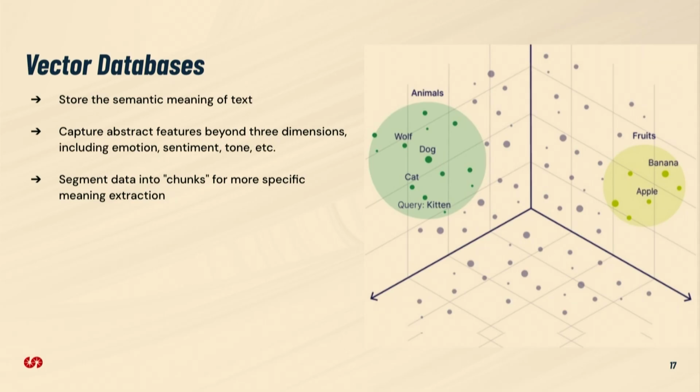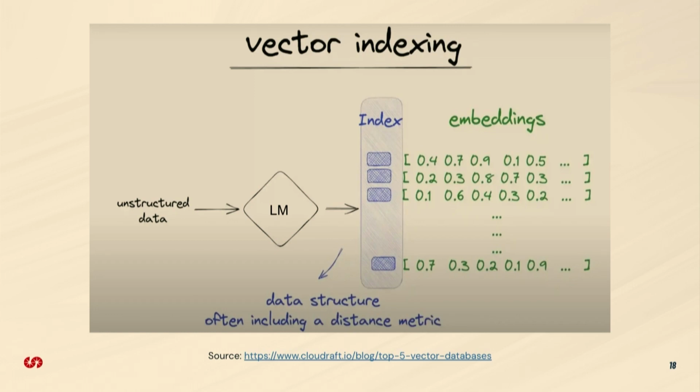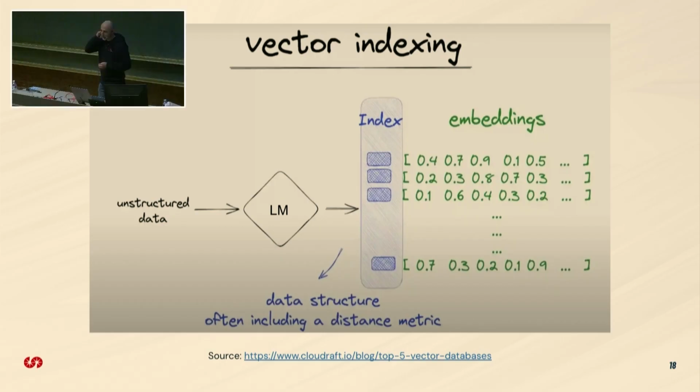But a vector database can have 1,000 dimensions to capture the mood, the tone, the sentiment, and the other stuff of the text. Okay, and inside the vector database, we have a bunch, millions of floating point arrays. And how does it work?